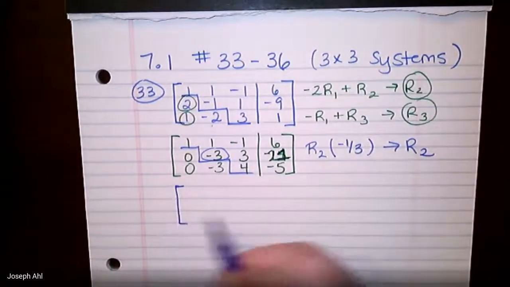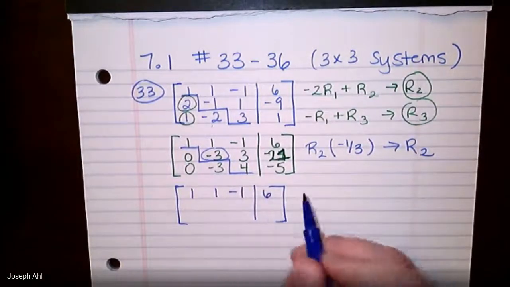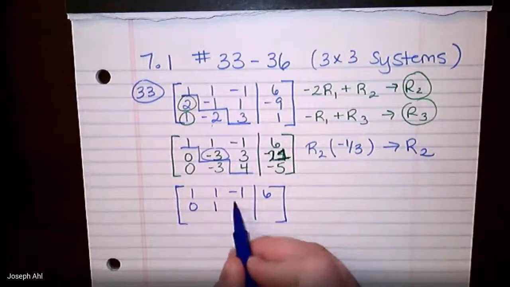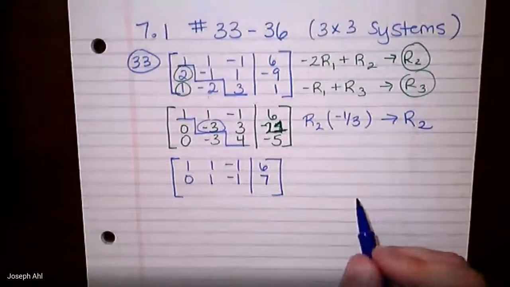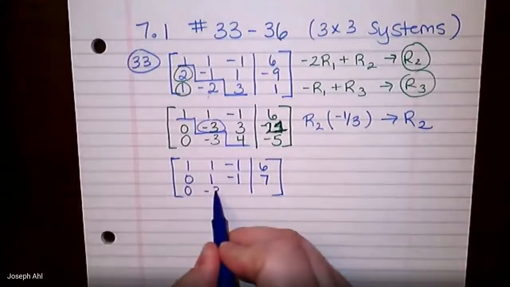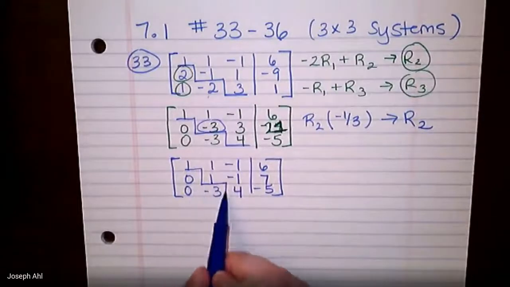Here's the new system. Top row is the same. Second row is 0, 1, -1. And this is going to become a +7. Okay. Row 3 is the same. And draw the staircase back in.